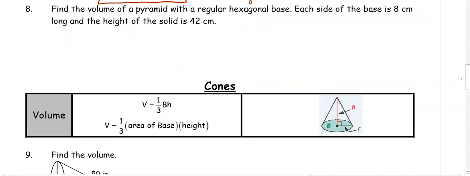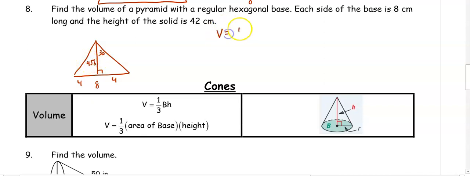In number 8, we want to find the volume of a pyramid with a regular hexagonal base. Each side of the base is 8 centimeters long and the height of the solid is 42 centimeters. So in a hexagon, we're just going to look at one triangle. We know that the side is 8, so that splits into 4 and 4. In a hexagon, our angle is always 30 degrees, and our apothem is the s root 3 side. So that's going to be 4 root 3 as our apothem.